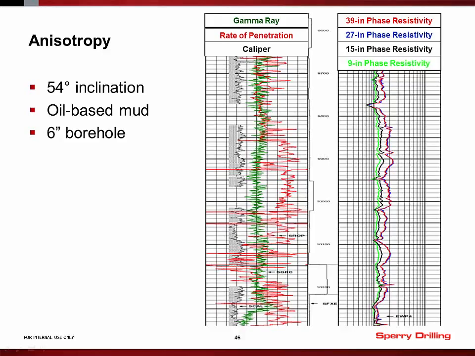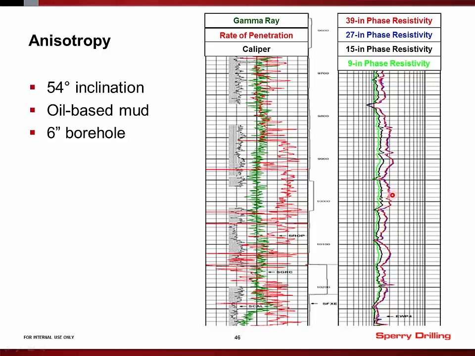Looking at the log, you can see that we're in a shale based on the gamma ray response, which means we're unlikely to see any invasion. So with no borehole effect and no invasion, the only other explanation for the separation that we see between these curves is anisotropy. And because we're in a shale, and shales are thinly laminated formations, it's typical to see this kind of separation due to anisotropy in shale formations.